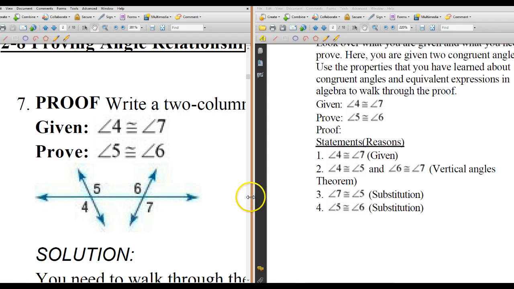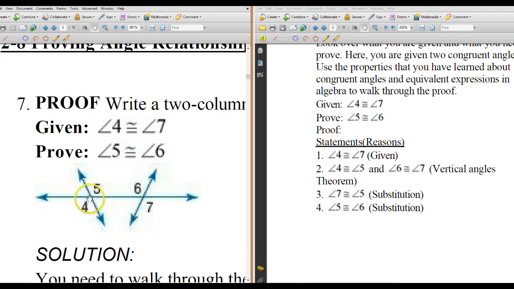In this next proof, we want to write a two-column proof where we are given that angle 4 is congruent to angle 7. So those two angles are congruent. And we want to prove that angle 5 is congruent to angle 6. So based off of the given information, this is what we want to prove. So let's go ahead and state some given information. 4 is congruent to 7.